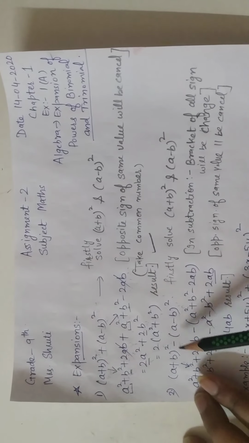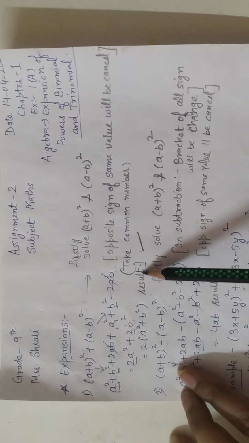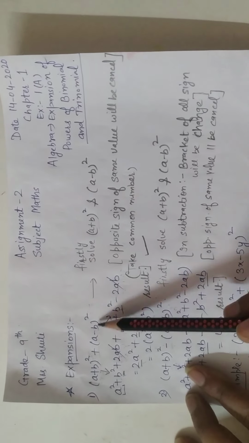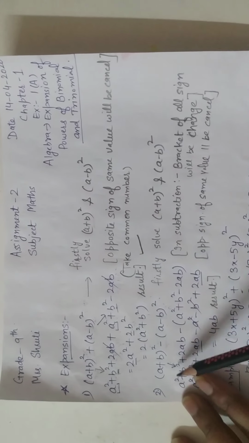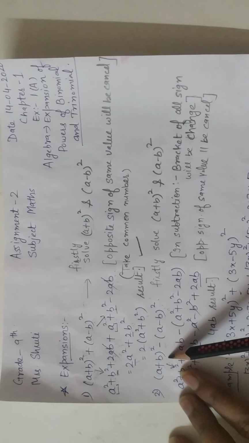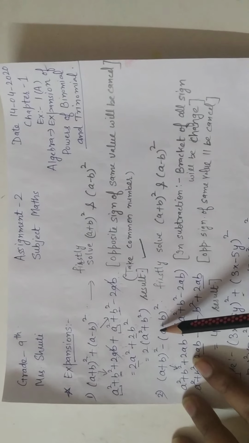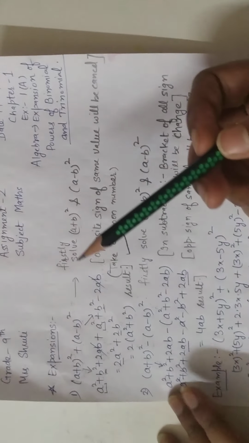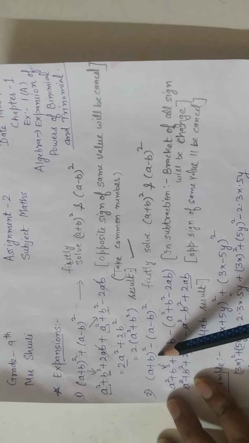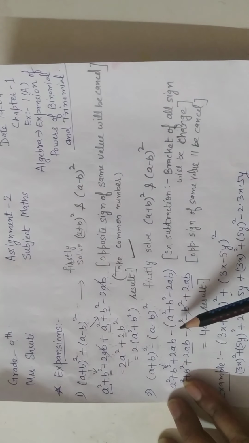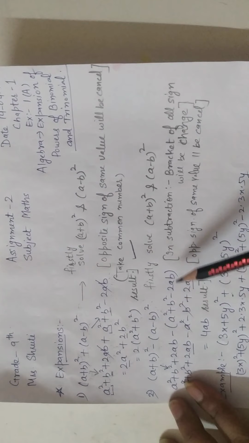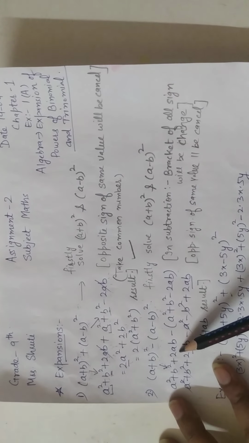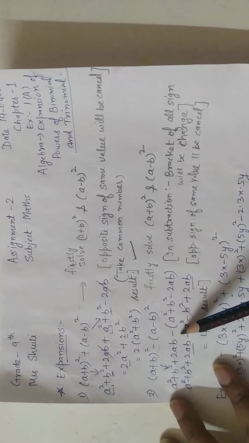This one is the result of (a + b)² + (a − b)². Now the second expansion is (a + b)² − (a − b)². Same procedure as this: firstly you have to solve (a + b)², then (a − b)². a² + b² + 2ab. Here the minus will stay as it is.